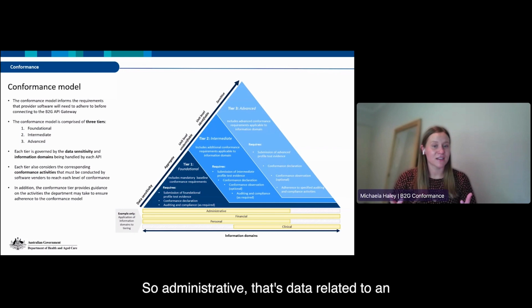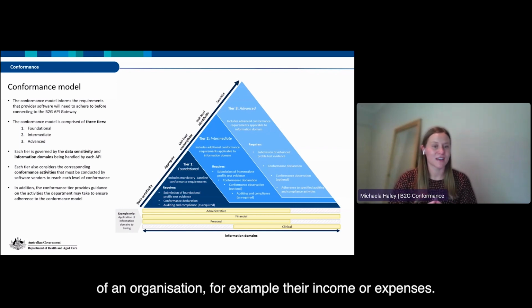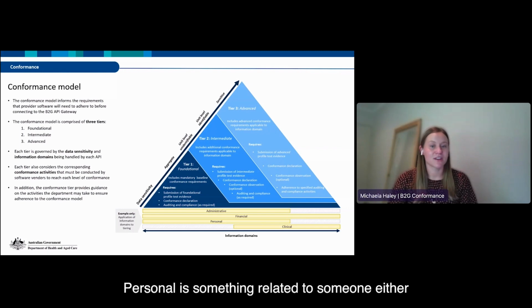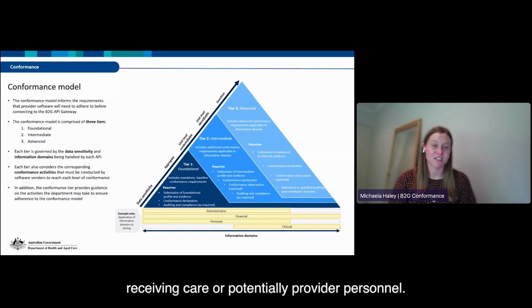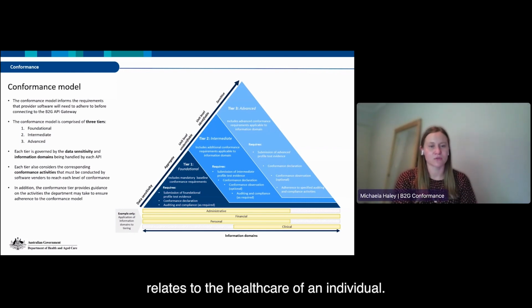So administrative, that's data related to an organisation's operations. Financial is data related to the financial activities of an organisation, for example, their income or expenses. Personal is something related to someone either receiving care or potentially provider personnel. And then clinical or care data, and that's something that relates to the healthcare of an individual.